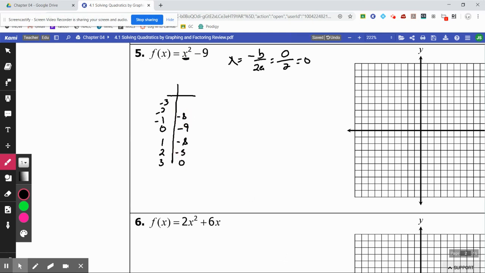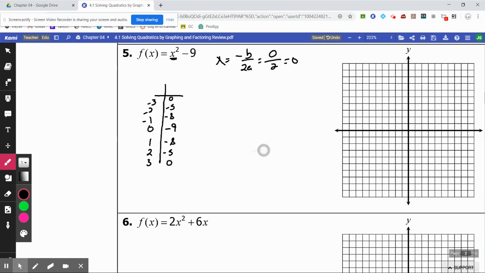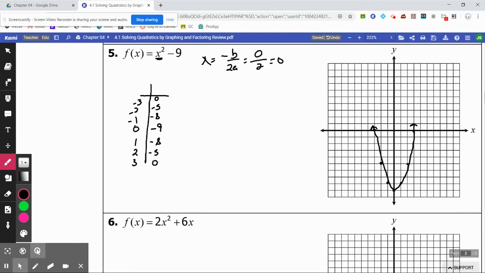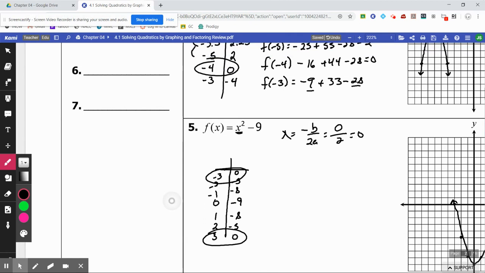And then just flip those on the other side, and here's what your graph is going to look like. There you go. And your two zeros are going to be 3 and -3. Those are the roots of this equation: (-3, 0) and (3, 0).